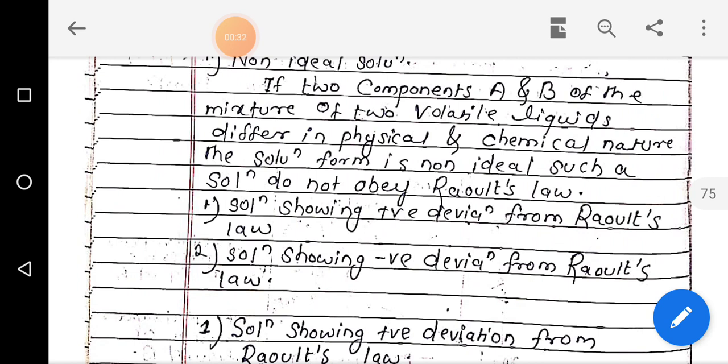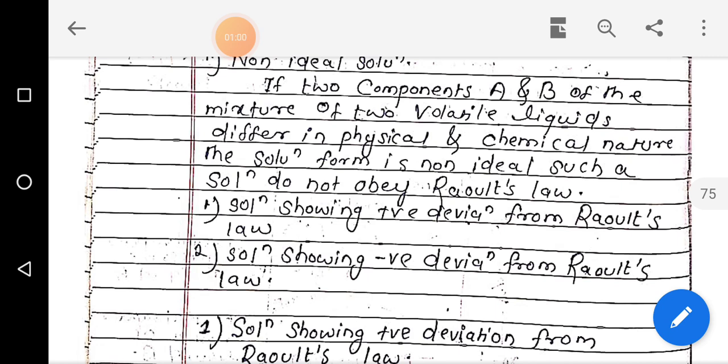So, if we are taking two components named A and B, and they are both volatile liquids but differ in physical and chemical properties, meaning not of the same nature, then the solution formed is a non-ideal solution, and non-ideal solutions do not obey Raoult's law. This is today's topic.